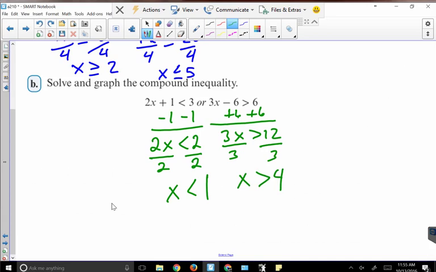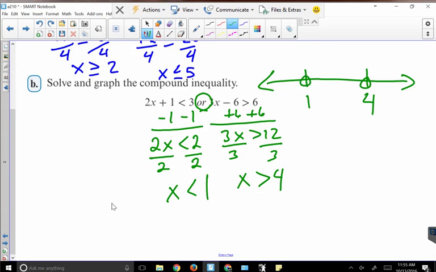Now, I have an OR. If I have an OR situation, does that mean both of them have to be part of it? Or just one or the other? Okay, you have a choice here. So when this graphs out, I've got it at 1 and I've got it at 4. Okay, I asked the question, what do I put for it, open circle or closed circle? So open circle, open circle.